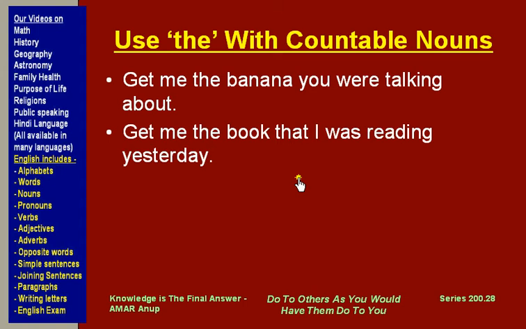Here is an example of use of the with count nouns or countable nouns. Give me the banana you were talking about. Banana is a countable noun or count noun, and here we see that we can use the with a count noun if it is in a definite form, and it is in a definite form because you were talking about it, so we know which banana I am talking about.